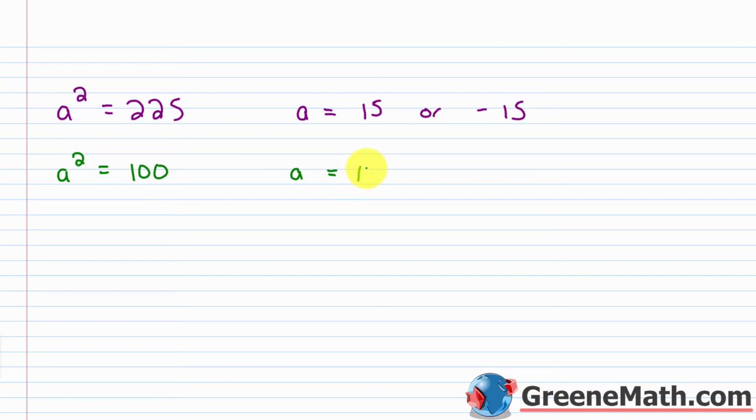All right, so let's think a little bit about the notation involved with what is known as a square root. In the previous 2 examples, we said a squared is equal to 225. And then we said, okay, a is equal to 15 or negative 15, right? Because 15 squared would give me 225, and negative 15 squared would give me 225 as well. Then we looked at a squared is equal to 100, and we said in that case, a was equal to 10, or it could be negative 10.